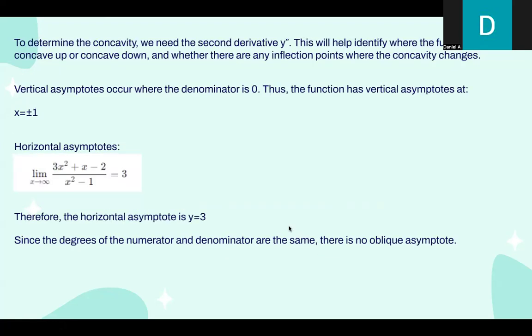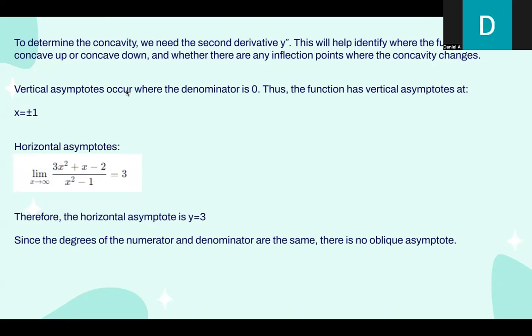To determine the concavity, we need the second derivative. This will help identify where the function is concave up or concave down, and where there are inflection points where the concavity changes. We are going to skip ahead, since we are going to look for vertical asymptotes now.